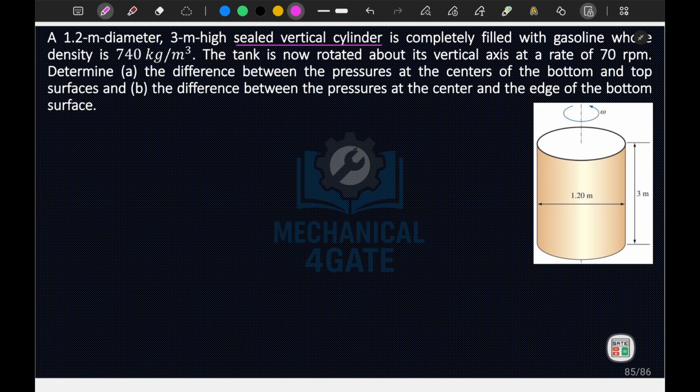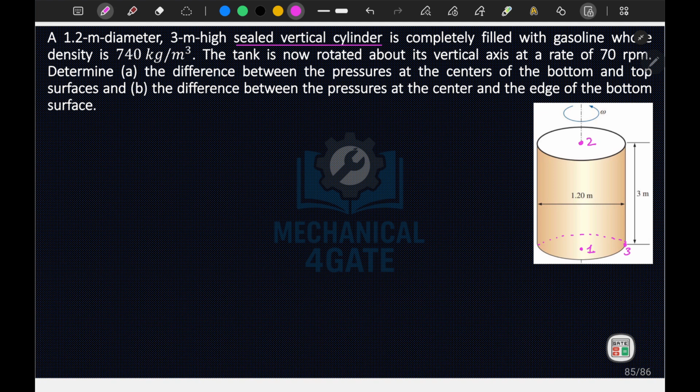Let's say this is your base, and the center of the bottom is point number one, and this is point number two. So in this part we have to calculate the difference between the center of bottom and top, that is P1 minus P2. Second is the difference between the pressure at the center and edge at the bottom surface, so between P1 and P3.